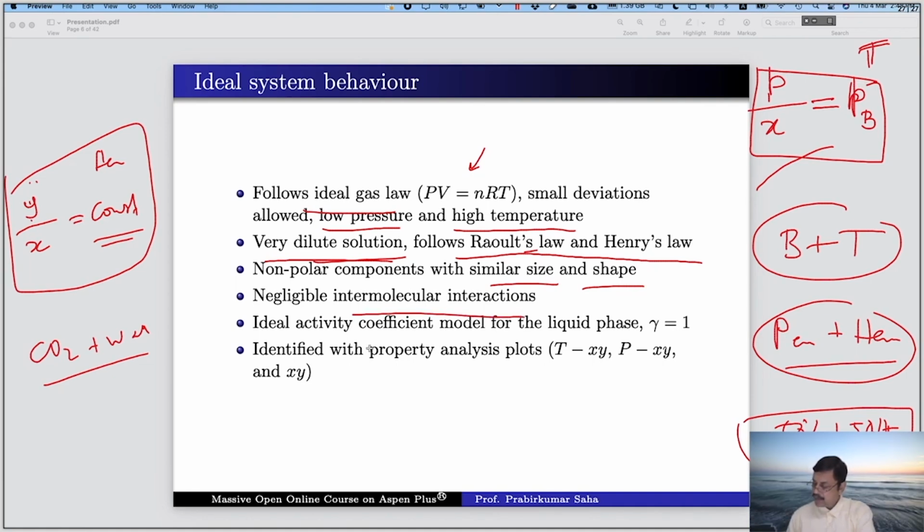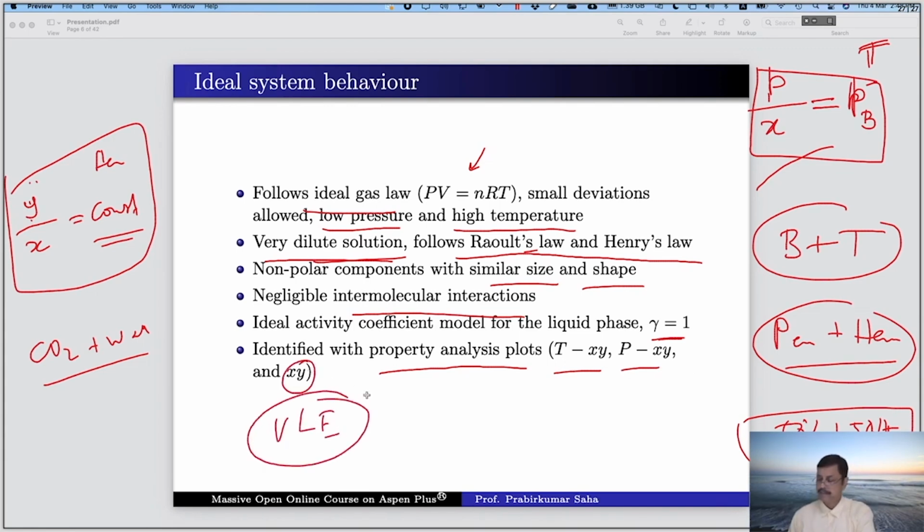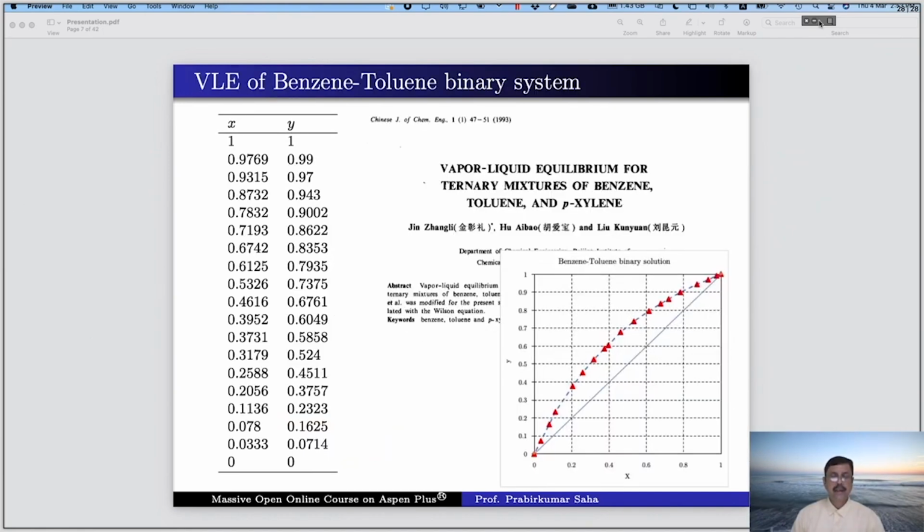In the ideal activity coefficient model for the liquid phase, the activity coefficient will be 1. And it can be identified with the property analysis plot, that is temperature versus mole fraction xy, or pressure versus mole fraction xy, or xy, that is the vapor liquid equilibrium diagram. So ideal system behavior can be identified with all of them. Now we come to the next section.